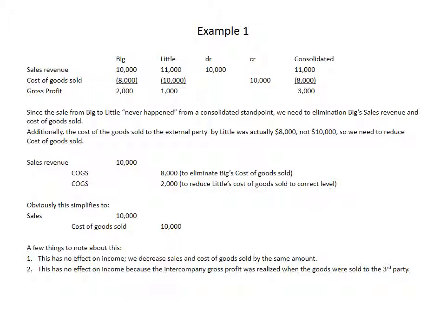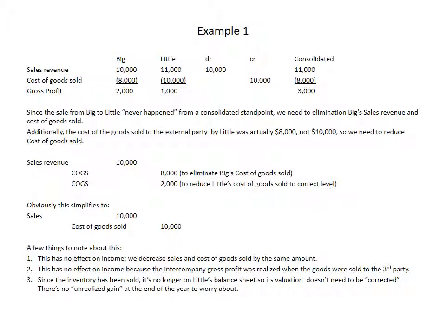This has no effect on income because we didn't have to defer any profit. The goods were sold to a third party, the unrealized profit was realized and recognized, so we didn't have to defer any of that gross profit. Again, Big showed a $2,000 profit on their sale to Little, and we let them recognize the whole thing because the earnings process had been completed.